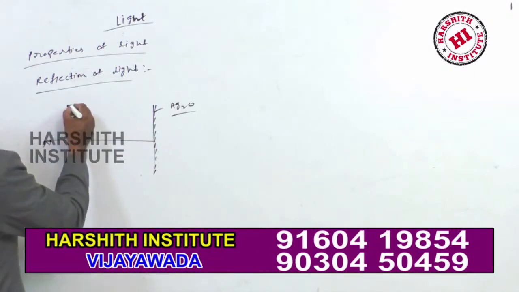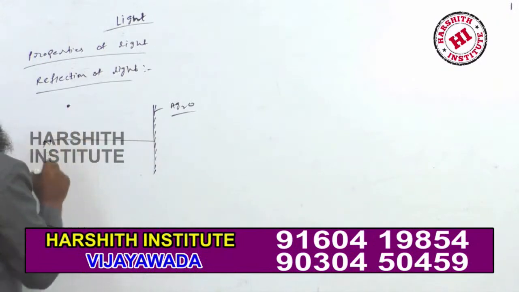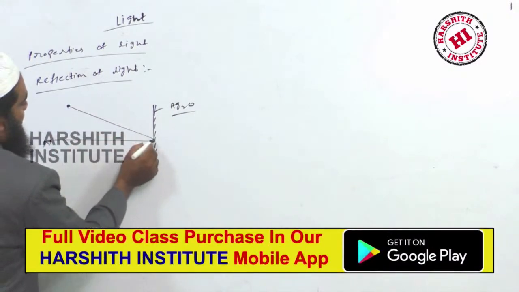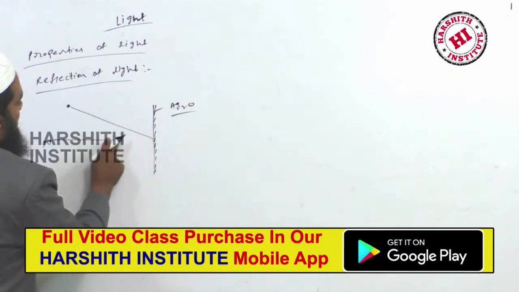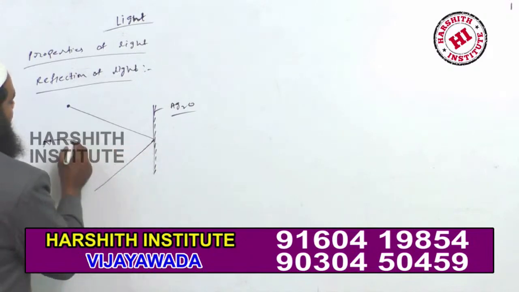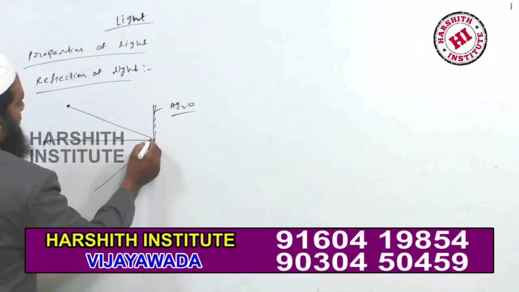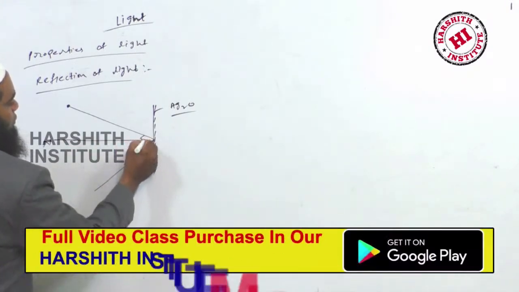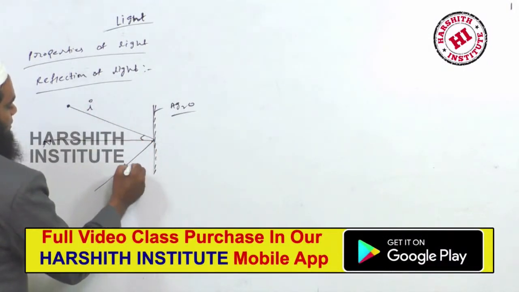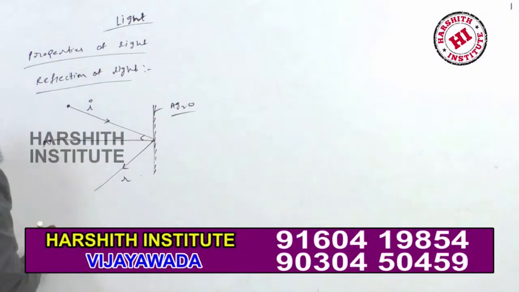Now the beam of light is coming from a source. At some distance, it will touch one position of the mirror. It will come back in the same medium. So this is called I, this is called R. I is called the incident ray, R is called the reflected ray.